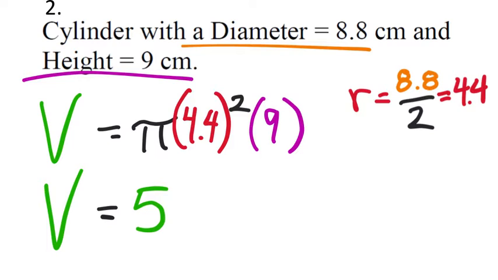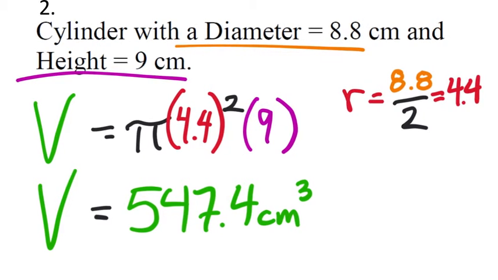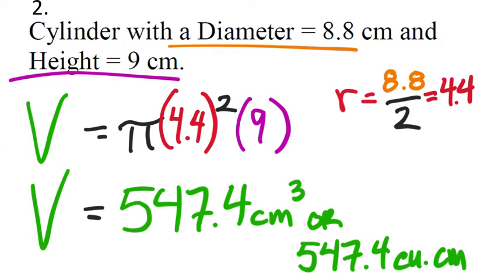I'm going to round this to the nearest tenth, which would be 547.4. Of course, that's in centimeters. That's centimeters cubed, by the way. Or, of course, you could, if you wanted to, write it as 547.4 cubic centimeters, and that would be fine too.